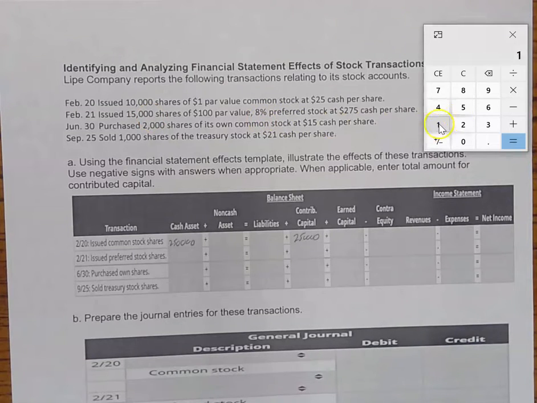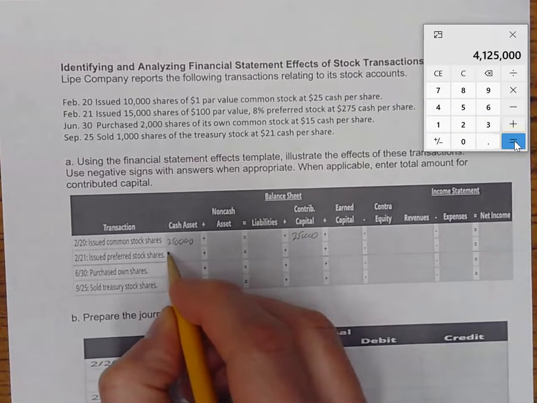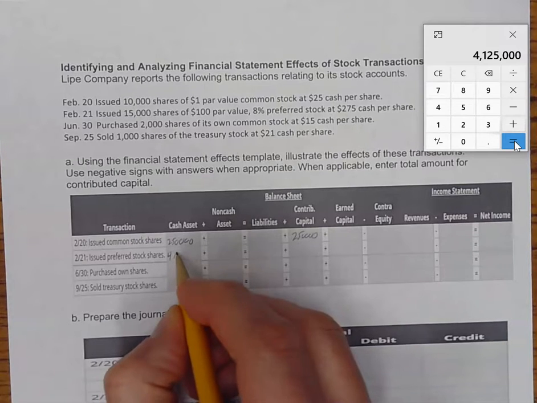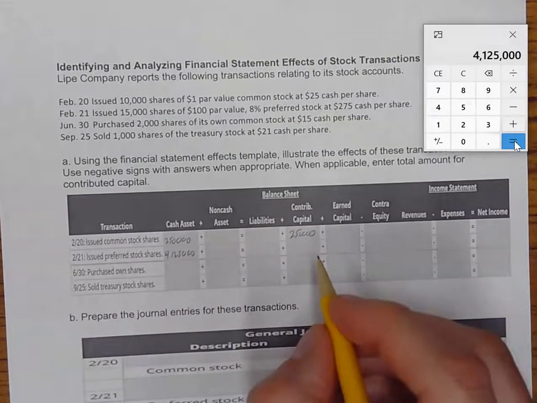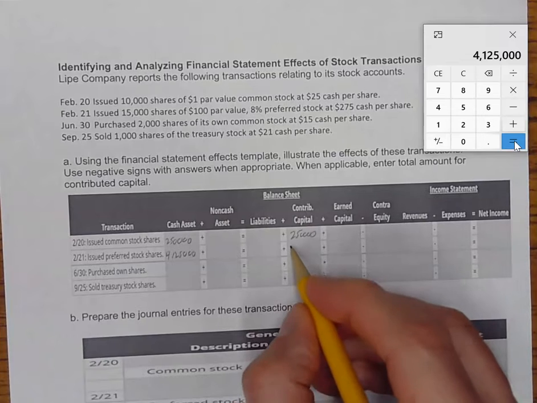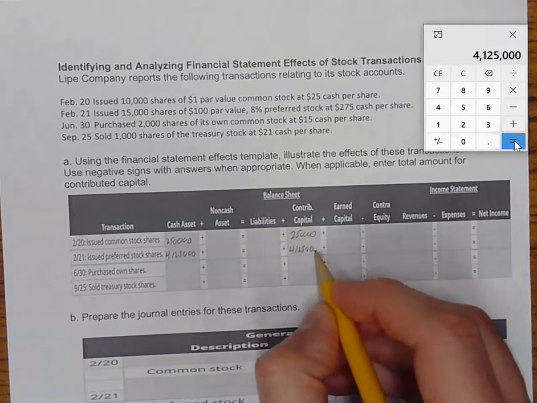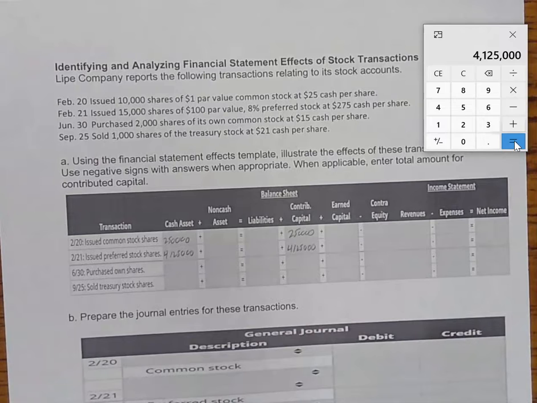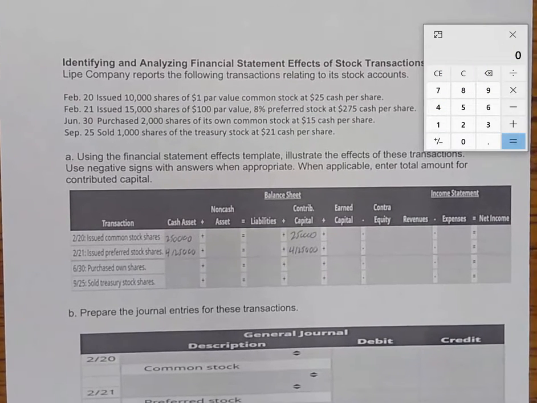We need to worry about the 15,000 shares, and we need to worry about the 275, just like what we did in the previous example. And this might be very difficult, so I'm going to write 4,125,000 here, and again for contributed capital. So the only difference in these first two transactions is that we have two different types of stock. And so of course, common stockholders, they're eligible for stock splits.